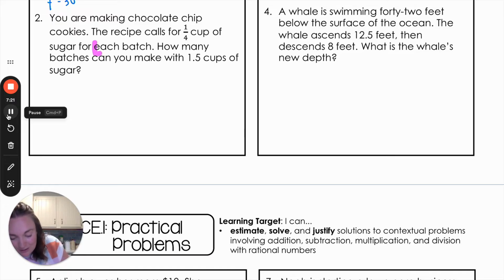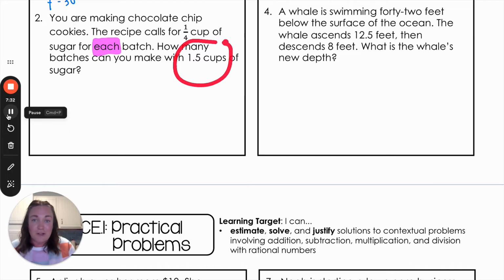Now remember, each could be dividing or it could be multiplying based on the situation. So we want to know, do we have the big total or are we looking for the big total? I know that I have 1.5 cups of sugar, right? That is the total amount of sugar that I have. And I am breaking it down into 1/4 of a cup for each of these batches. So that big total being broken up, this is going to be a dividing problem.